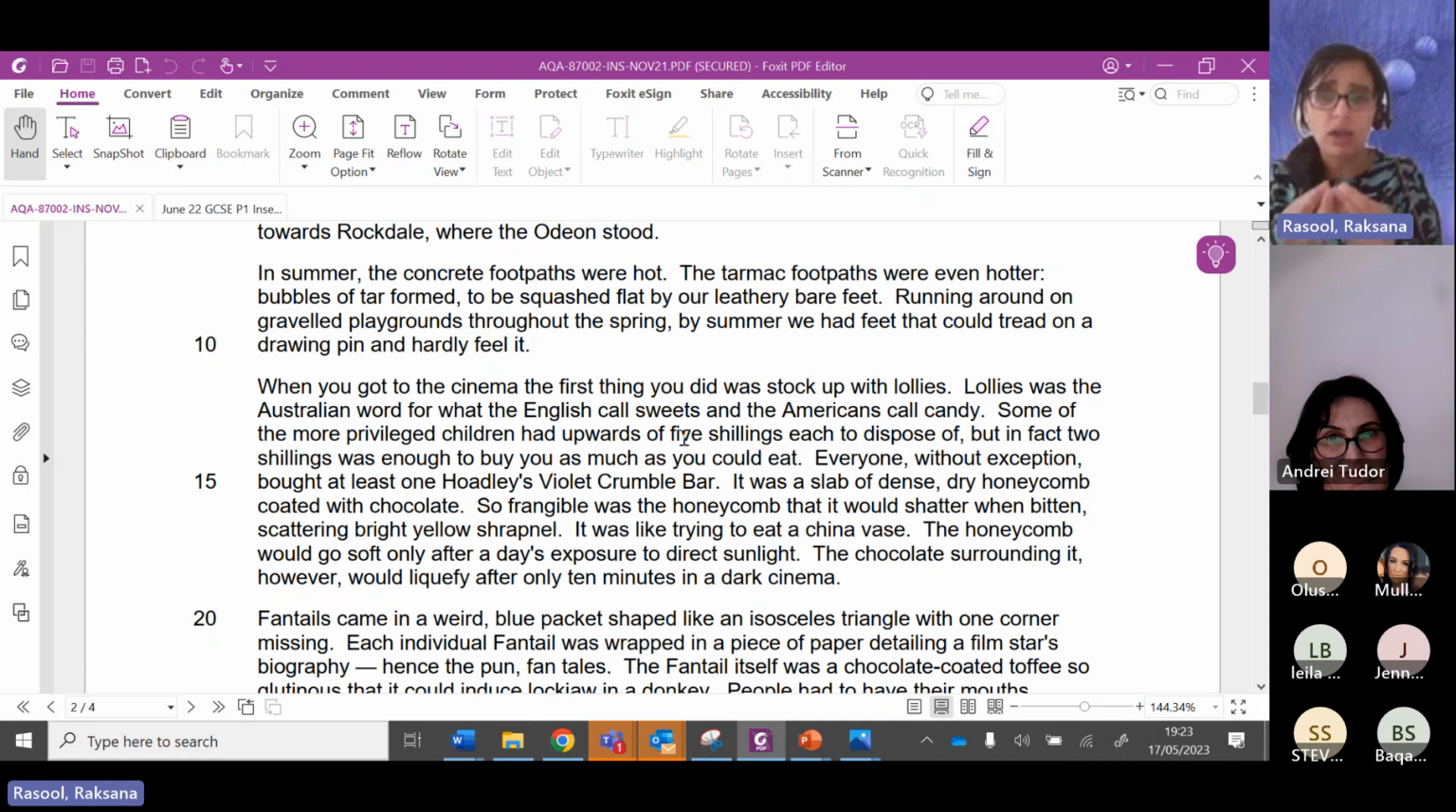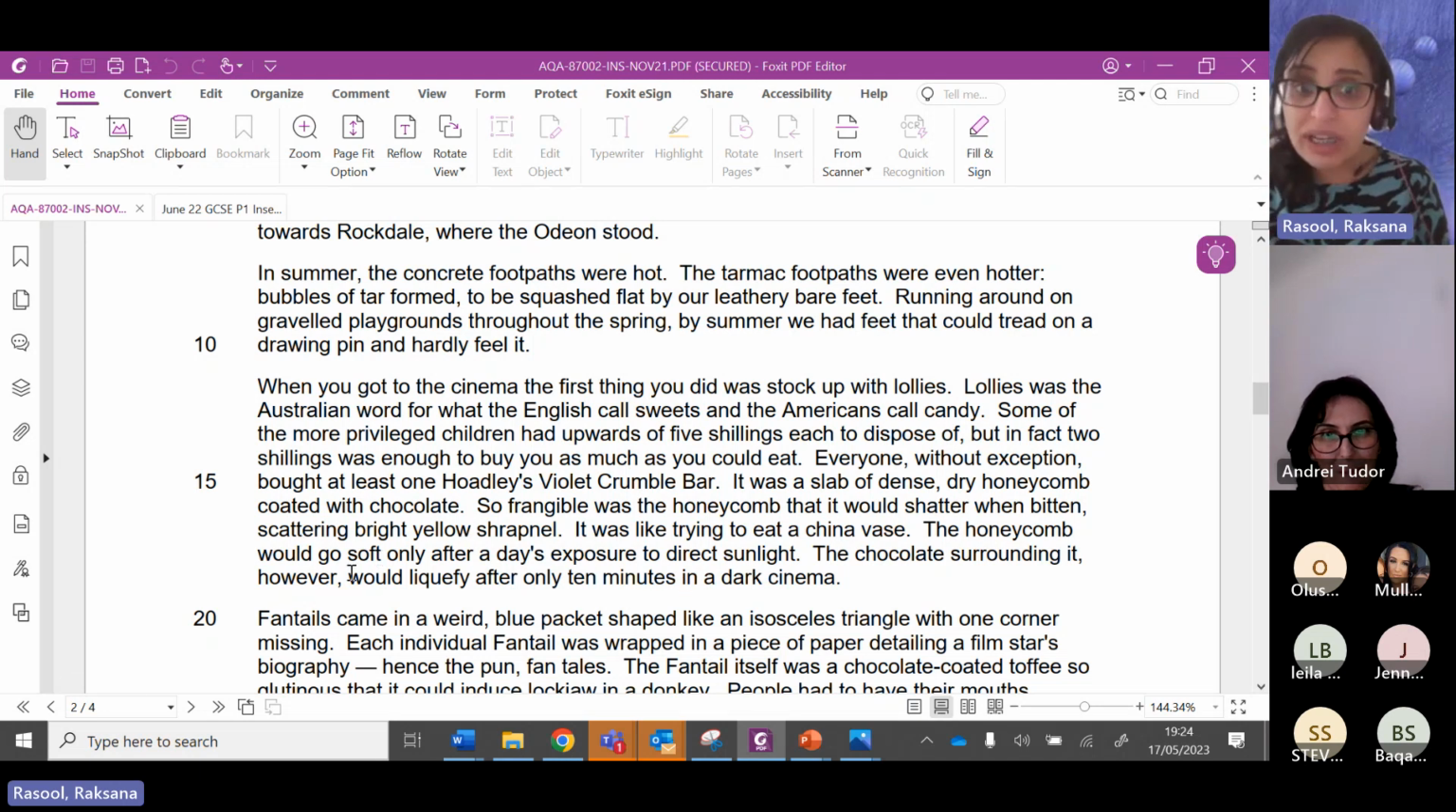So it was so hard that you'd have to leave it in the sun for a whole day. The sun that melts the tar on the roads, it would take a whole day for that sun to melt this honeycomb, which was so hard. It was like shrapnel. Shrapnel, if you imagine when a bomb goes off, for example, and metal and things fly everywhere, and those pieces that injure people, that's what it was. It was yellow, bright shrapnel. It was like trying to eat a china vase. It was that hard, and it would only melt and go soft after a day's exposure to sunlight.